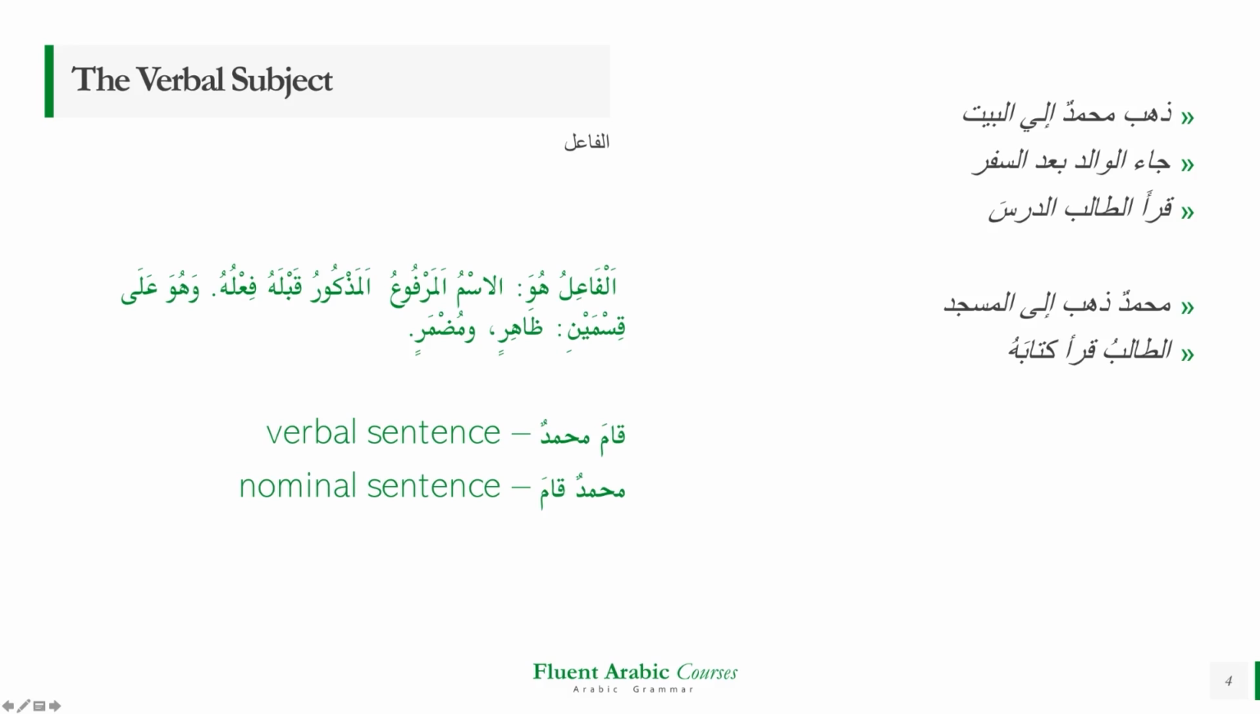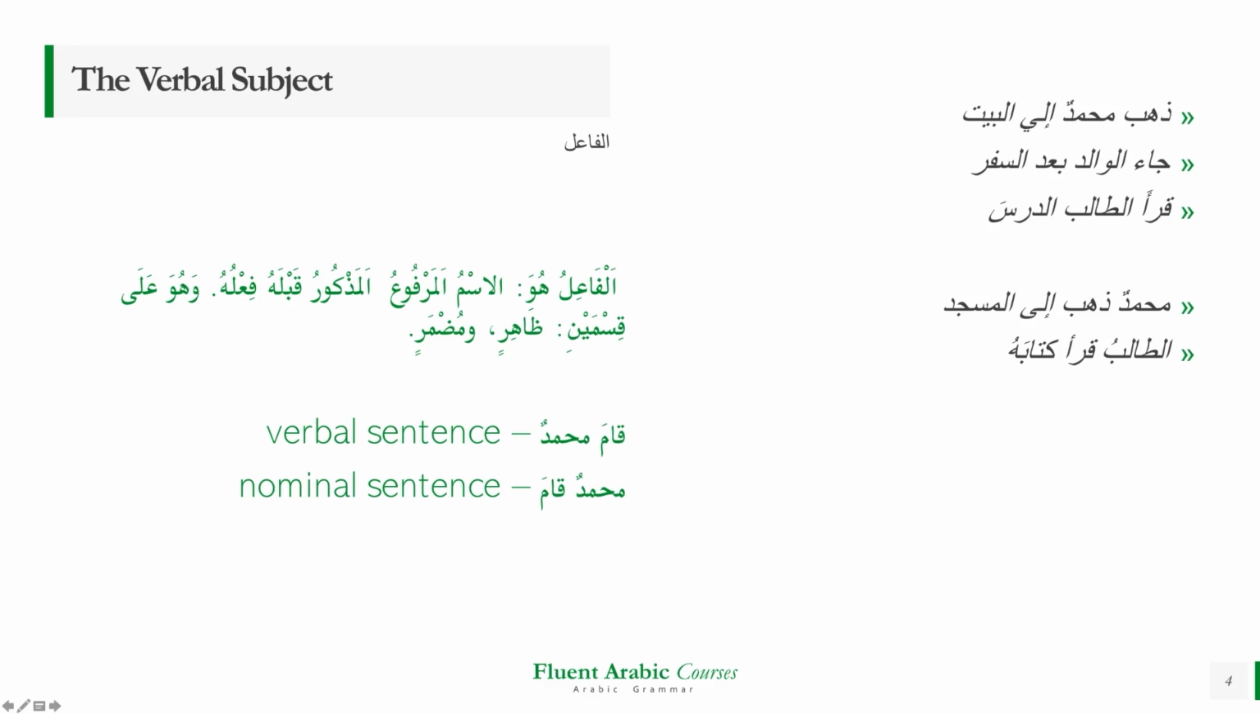Now, basically in Arabic, there are 2 types of sentences. There is the verbal sentence, which is just any sentence that begins with a verb. Whereas the nominal sentence, which is the second type, is the sentence which begins with a noun. We can have the sentence in 2 ways. Qama Muhammadun. Muhammad stood up. So it begins with the verb here. So this is a verbal sentence.